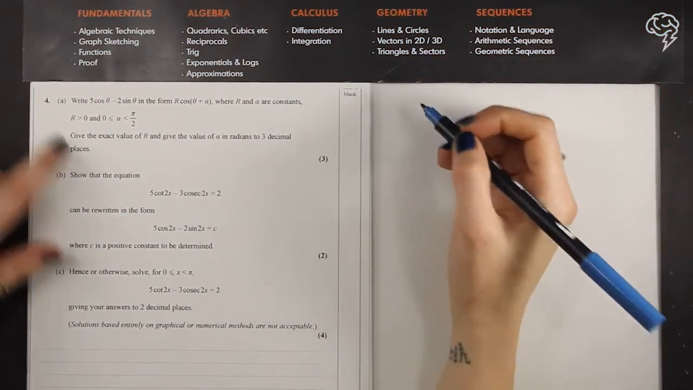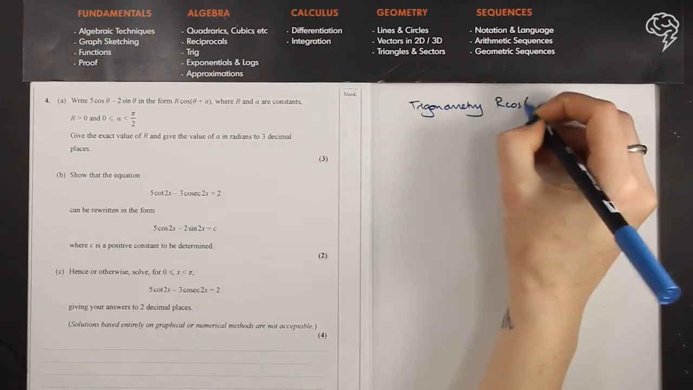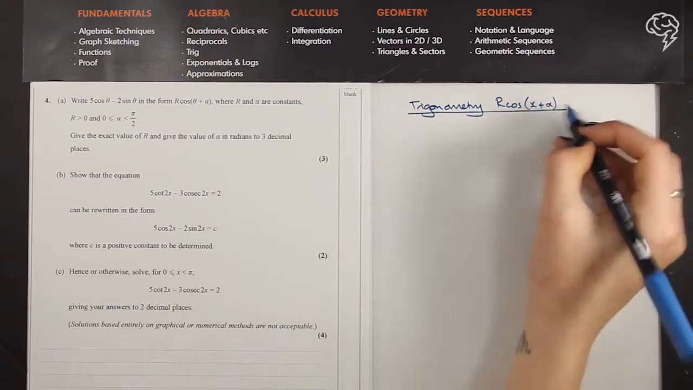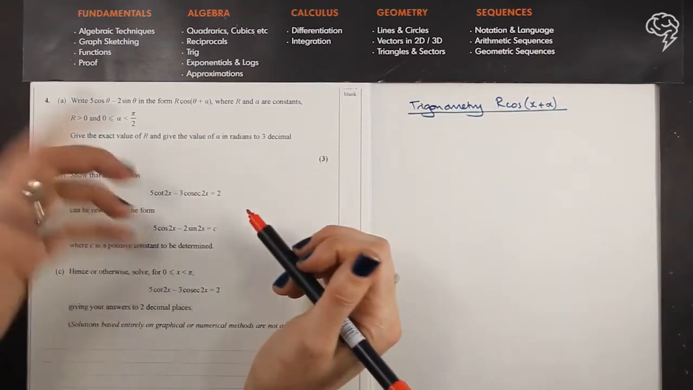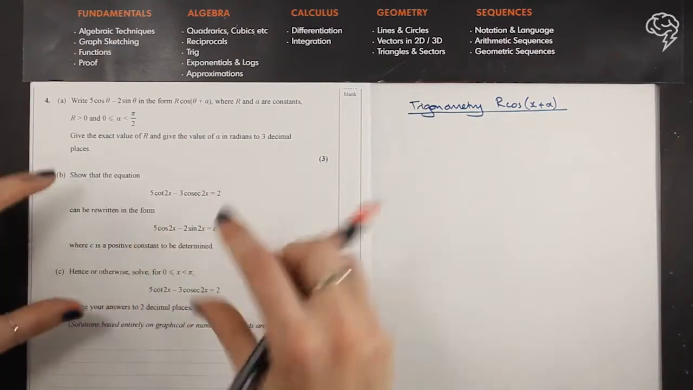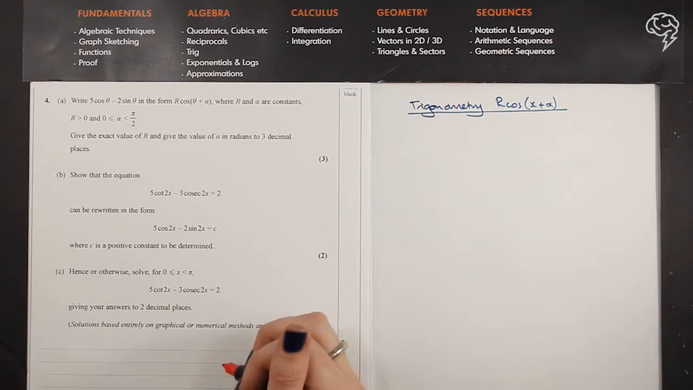This is a nice standard trigonometry R cos(x + α) question. As usual, we're going to be finding the value of R and the value of α, or alpha in this case, and then using it to solve some sort of equation, using this nice harmonic form, as it's called.